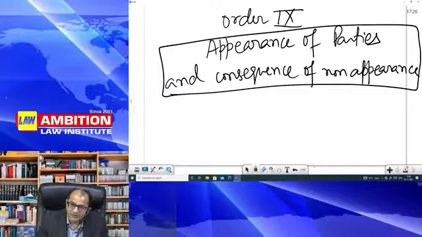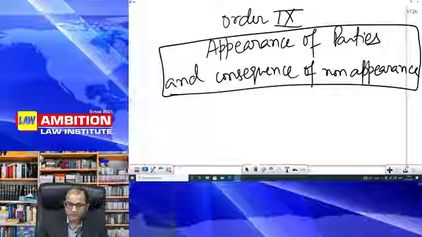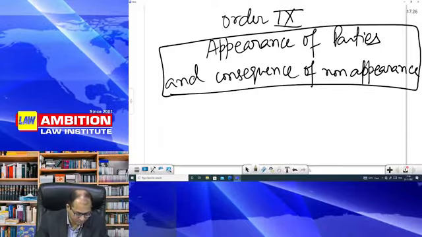But there may be a sufficient reason why a party did not appear. So in that situation, that party should be given an opportunity to bring this fact before the court, why he was not able to appear before the court. So in that sense, we are required to study this.